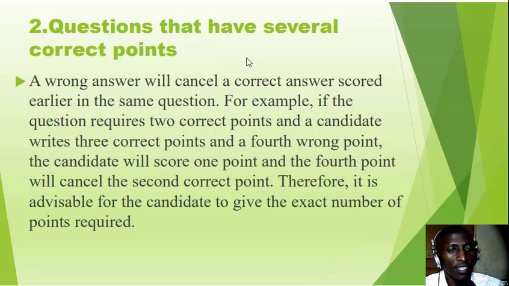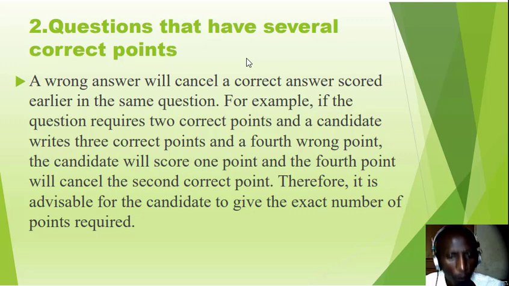Number 2, we have several correct points, and then possibly a student puts one wrong answer. A wrong answer will cancel a correct answer scored earlier in the same question. For example, if the student is required to give 2 correct points, but a candidate writes 3 correct points and a 4th wrong point. So get me right.